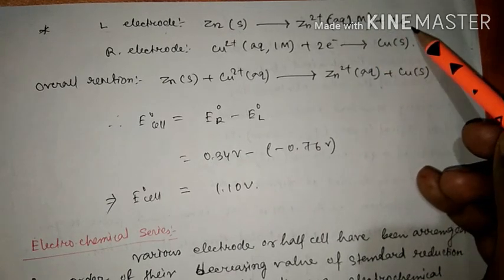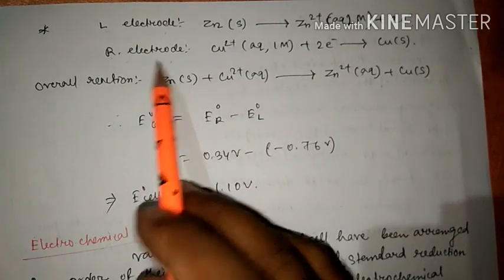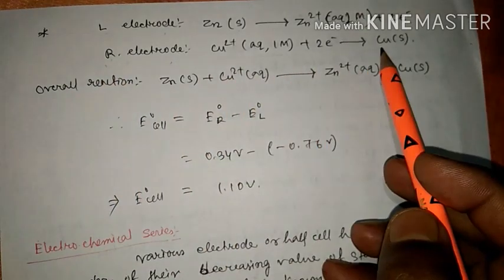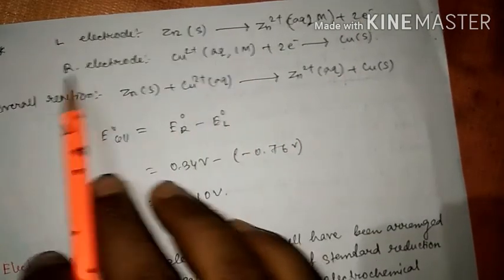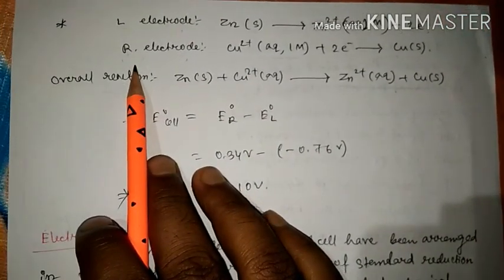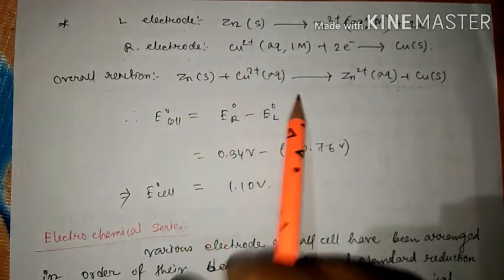1 molar, 2 electrons are lost, that's why it's oxidation. In the right hand electrode, that means the cathode, reduction happens. Now, the overall reaction is this one. And this is an example of the Daniell cell, remember. If you just match copper and zinc, this is the Daniell cell.